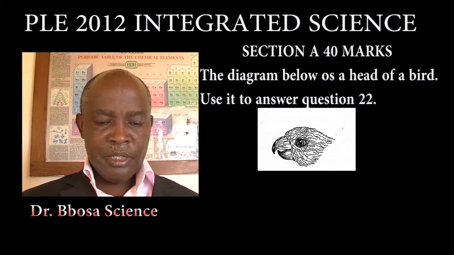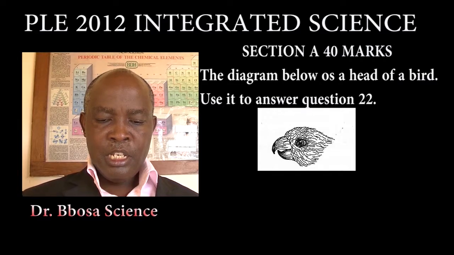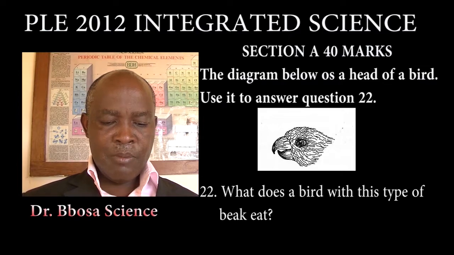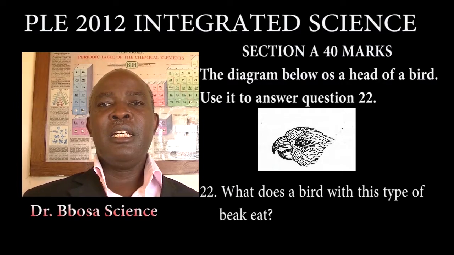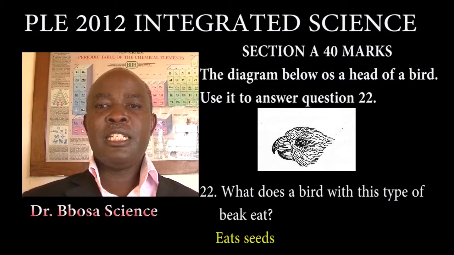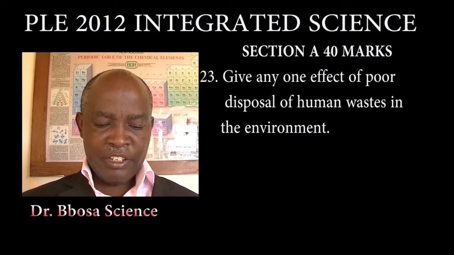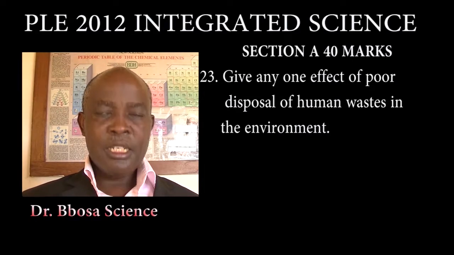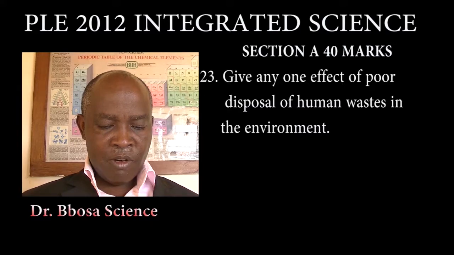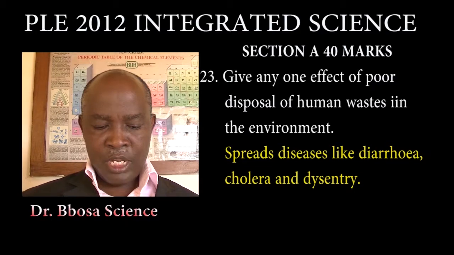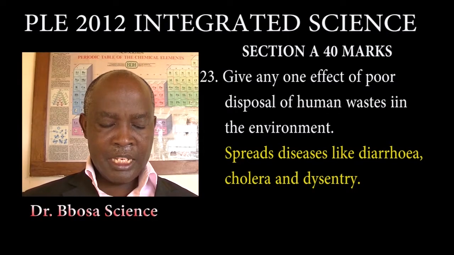The diagram below is of the head of a bird, used to answer question 22. What does a bird with this type of beak eat? It eats seeds. Number 23. Give any one effect of poor disposal of human waste in the environment. It spreads diseases like diarrhea, cholera, and dysentery.